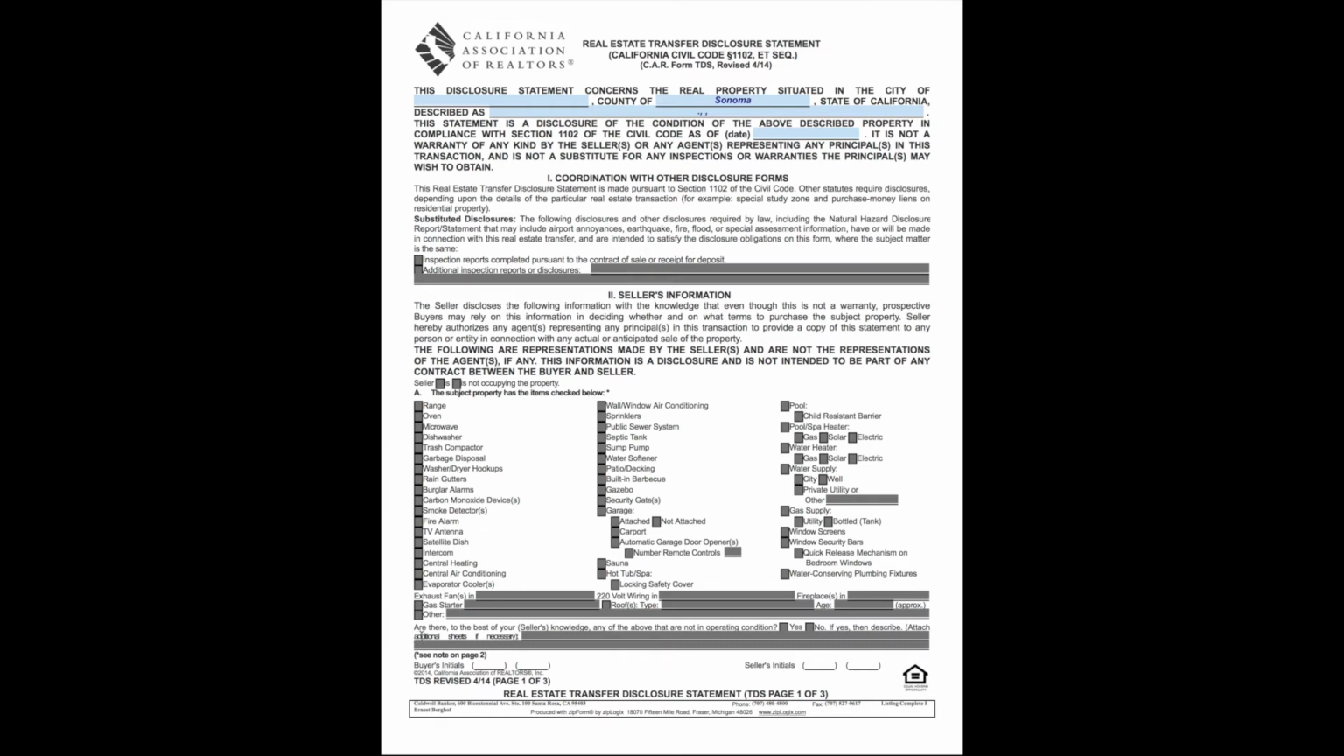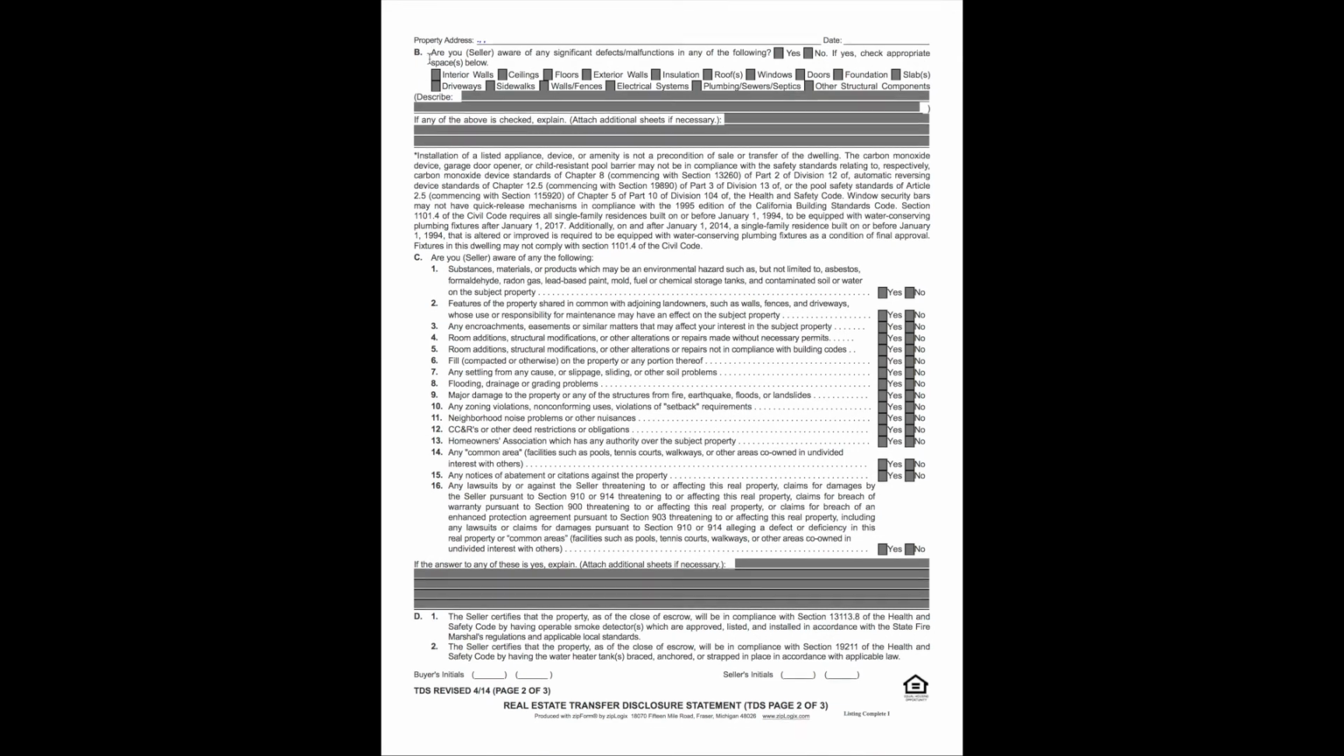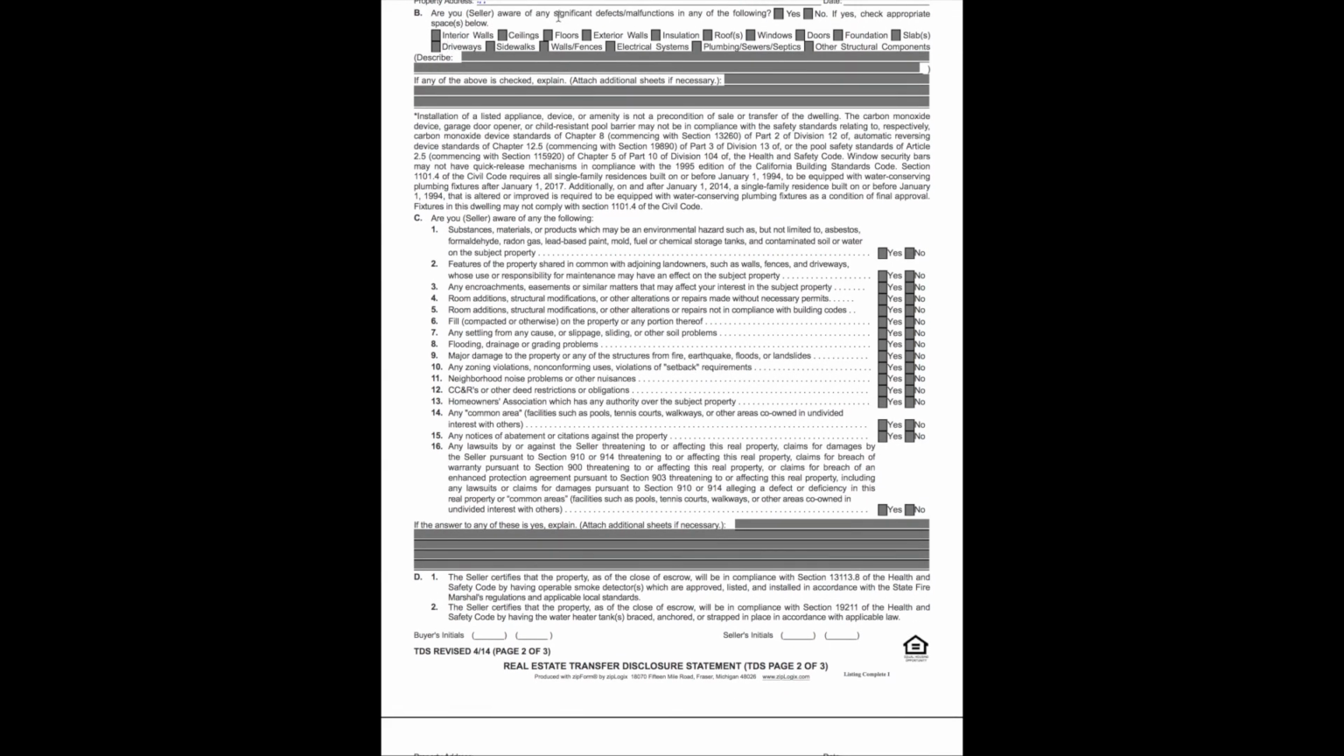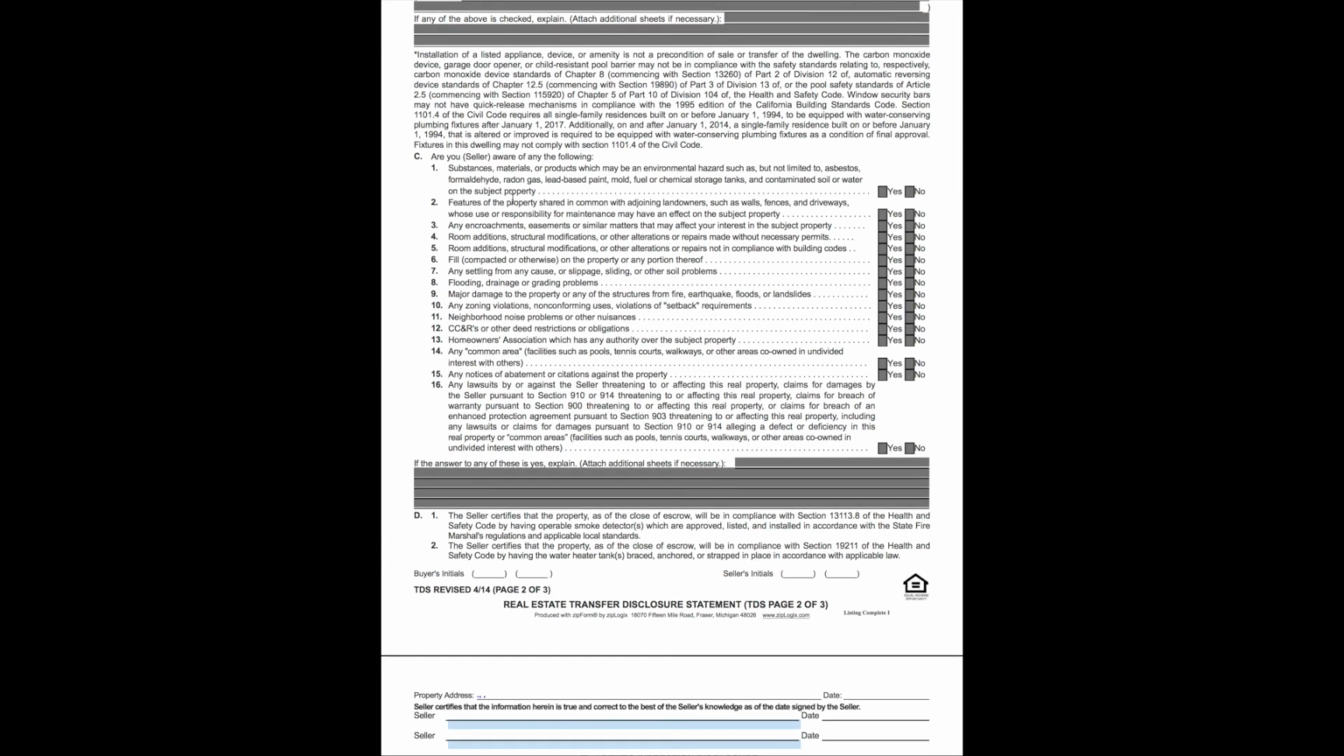Please put that down. And then down here it says, are you aware of any of the above things that are not in operational condition? If you are, then check yes and list anything that it may be right there. Next up is, are you, the seller, aware of any significant defects or malfunctions in any of the following: walls, ceilings, floors, exterior wall, insulation, etc. If you are, then check yes, check which ones they are, and describe what is that defect.